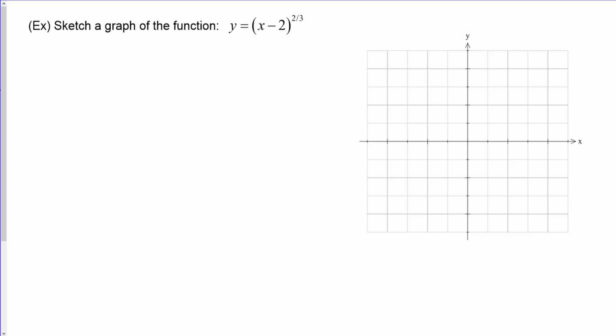Alright, let's sketch a graph of the function y equals x minus 2 to the 2/3 power. Now the reason that I bring up this one is sometimes technology can actually be misleading for this type of a function. I've tested it on your calculators and your calculator seems to draw it just fine, but I've seen other types of technology not draw it so fine.